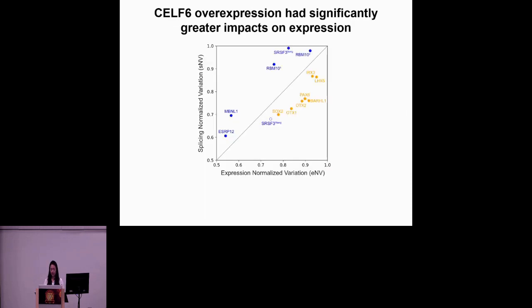But actually, with RISE analysis, we see that the SELF6 overexpression had a greater impact on expression. And the reason behind this might be that SELF6 also has some roles in regulating the stability of mRNA. So it might regulate the stability or the metabolism of mRNA.